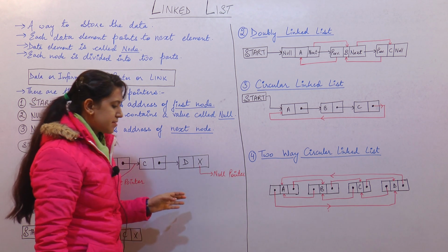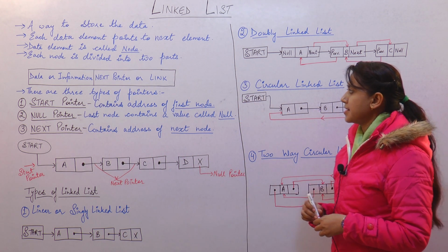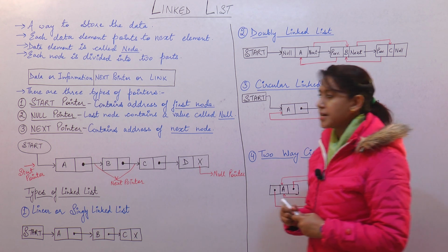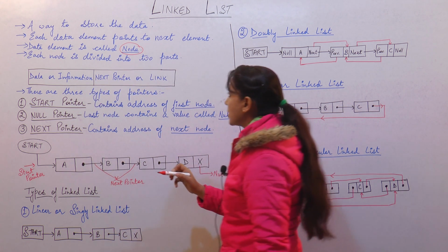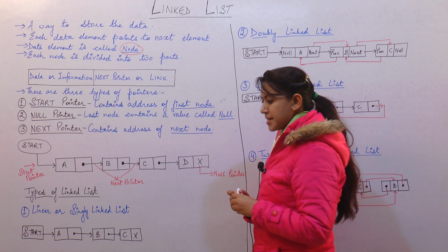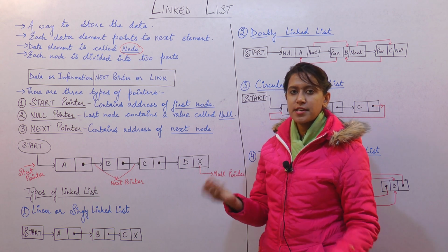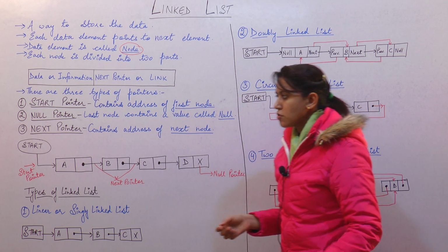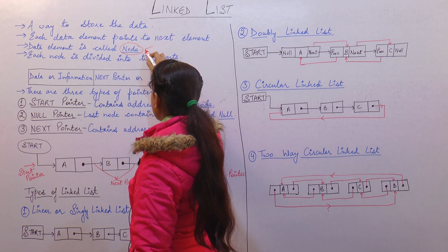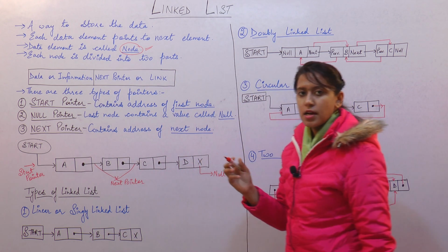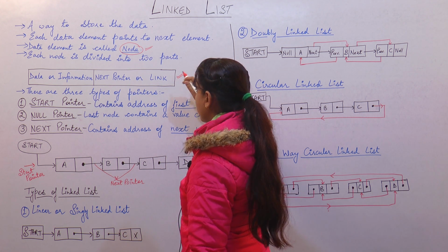The data element that is pointing to the next data element is called the node. We are calling a data element a node. So each node is divided into two parts. Now, each data element present in the linked list is pointing towards the next data element. So let's first understand the data element, that is the node. What is a node? A node is a data field in which we store our data.